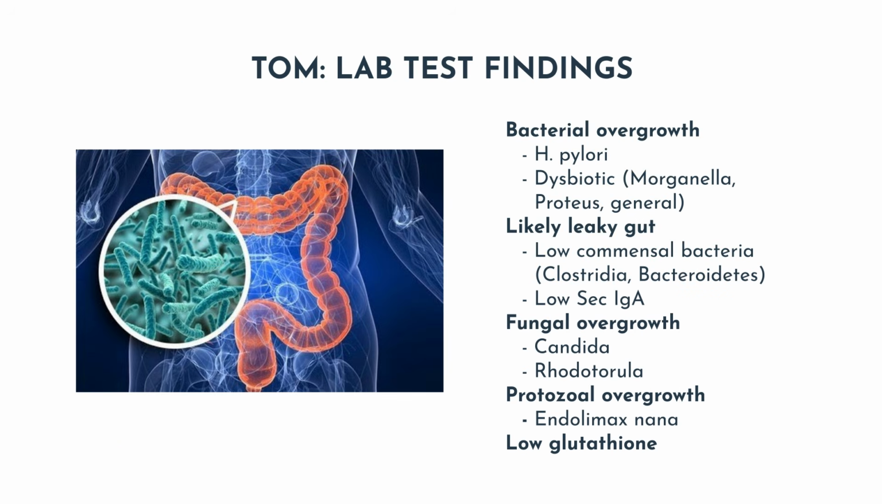So for Tom's issues, he's got some H. pylori overgrowth, some Morganella and other overgrowth. He's got some of that low commensal bacteria, like the whole phyla of Bacteroidetes, a low secretory IgA indicating leaky gut, Candida and Rhodotorula overgrowth, Endolimax nana, and low glutathione.